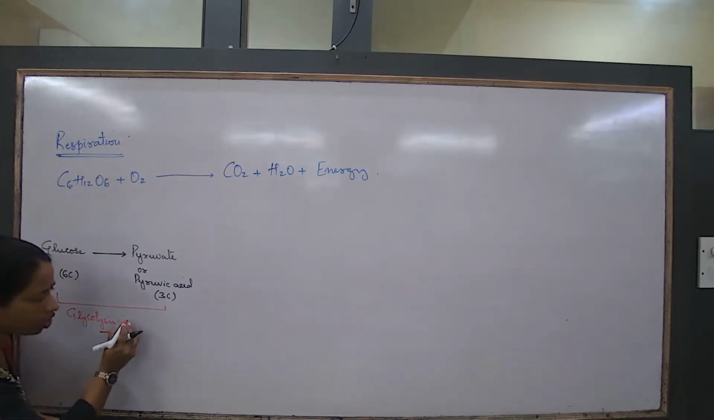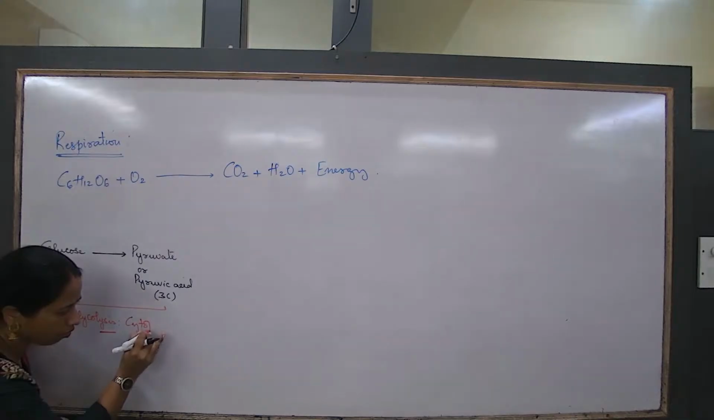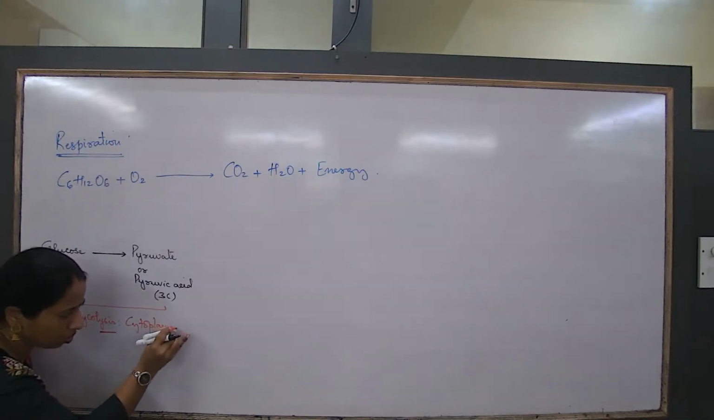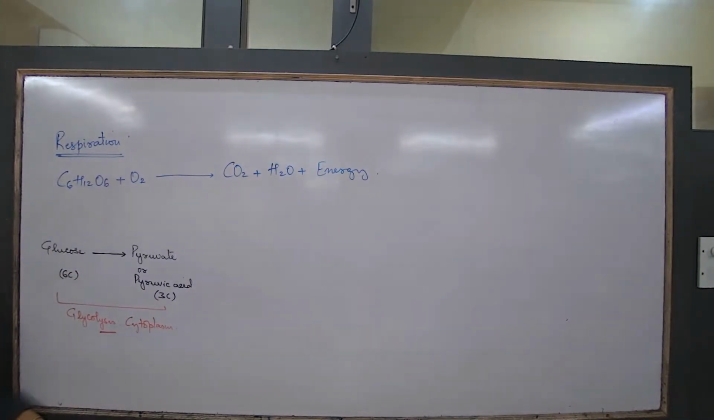Glycolysis, where does this process take place? This process always takes place in the cytoplasm of all cells. Whether I talk about a human, or a plant, or a mushroom, or any insect, everywhere this process happens. Whether I talk about a multicellular organism, or a unicellular organism, in every organism this process happens. So this is a process which will happen in all organisms.